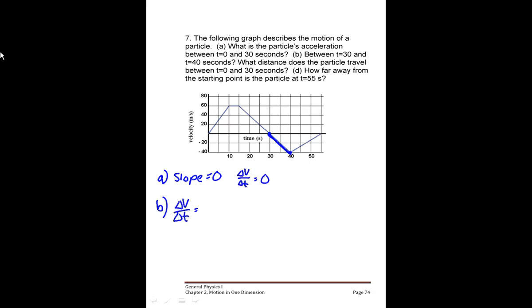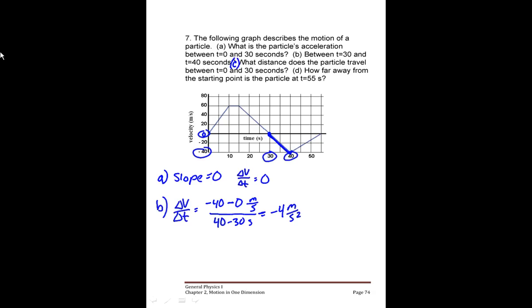Let's see, I get negative 40 as my final, minus 0. This is in meters per second. That is negative 40 minus 0, which is implied right there, divided by my time, which is 40 minus 30 seconds. And that gives me negative 40 over 10, which is negative 4 meters per second squared. Remember, in a V versus T graph, velocity versus time, acceleration is slope. Now, what distance does the particle travel between t equals 0 and 30 seconds?